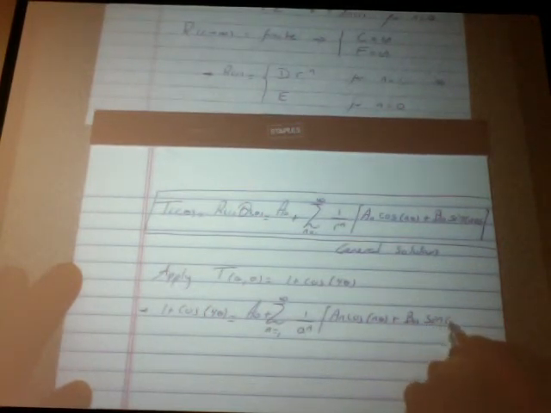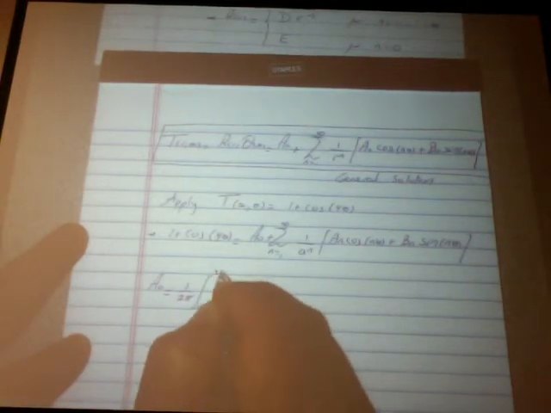So, 1 plus the cosine of 4 theta is equal to A0 plus the summation from n equal 1 to infinity of 1 over a^n times (An cosine of n theta plus Bn times the sine of n theta). And now we use orthogonality.